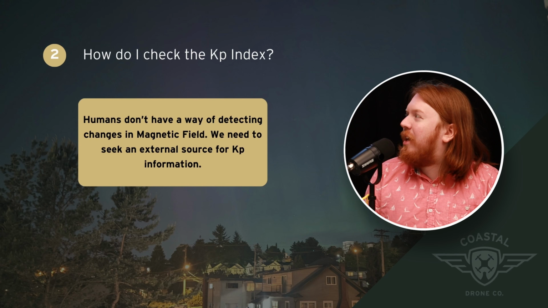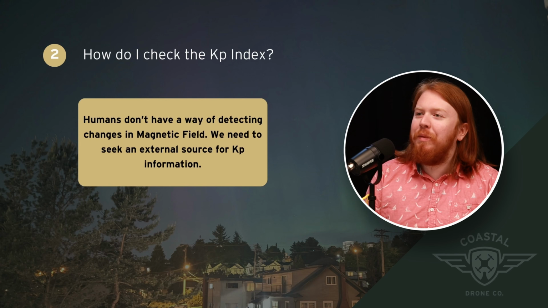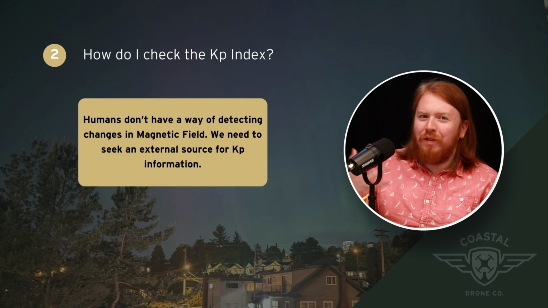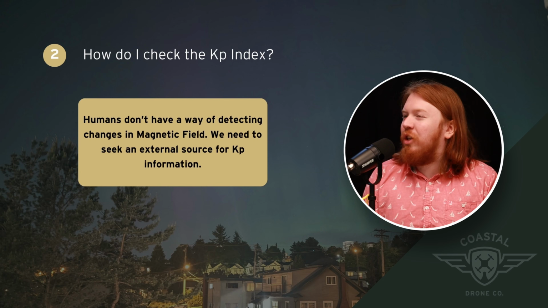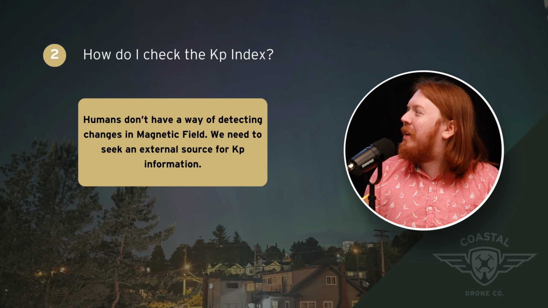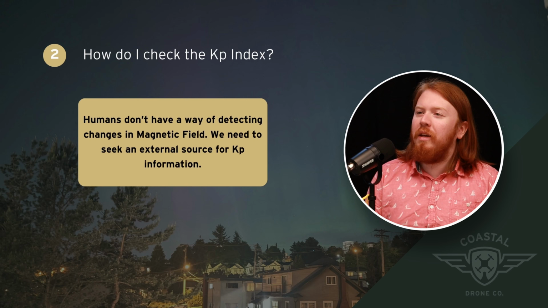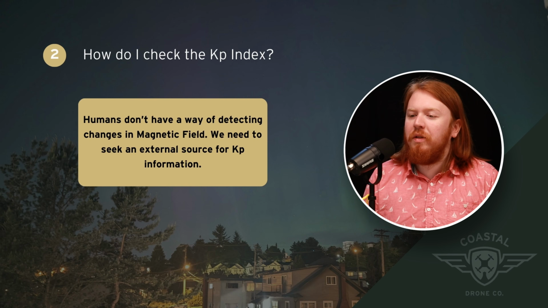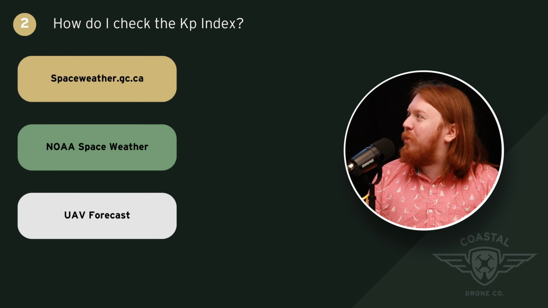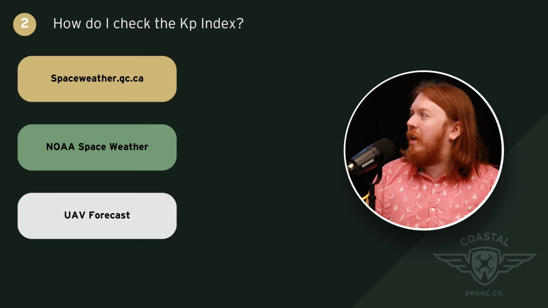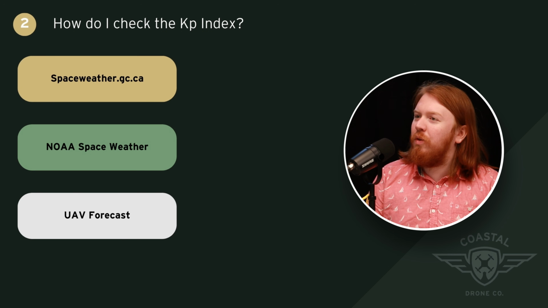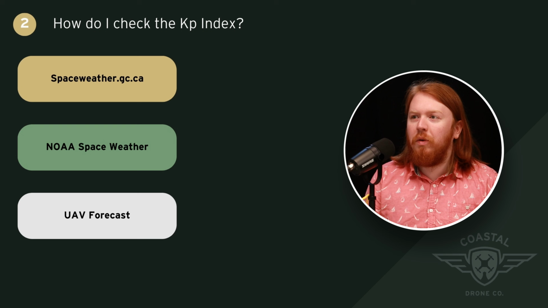So how do we check the KP index? Well, as humans, we don't have the senses. We cannot detect changes in the magnetic field. You need to find an external source for KP information. There are a couple of places where you can check it. You can go to spaceweather.gc.ca, the NOAA space weather, which we mentioned earlier, or for drones, we have UAV Forecast. We've just got some screenshots loaded up.